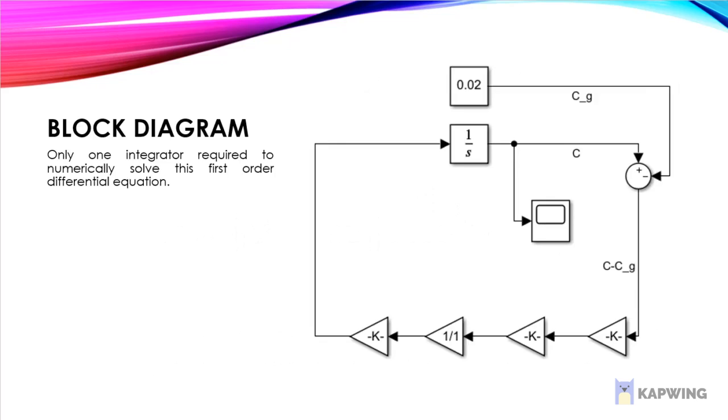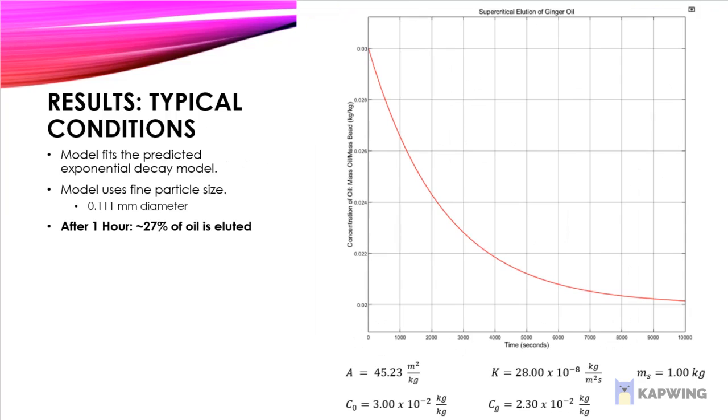And so this is the block diagram we use to solve this differential equation. It's a first order, so we only require one integrator. And so here we have the typical conditions of a particle of 0.111 millimeters. And we plug in the information provided by the paper, and we see that it fits the predicted exponential decay model, and that after an hour, about 27% of the oil is eluted for a typical particle size.